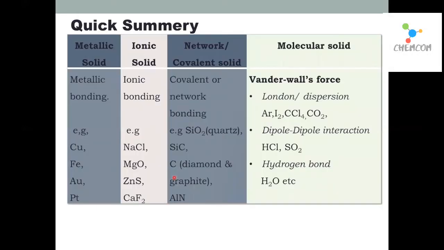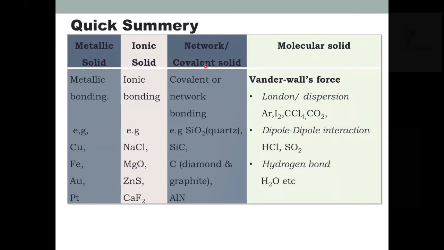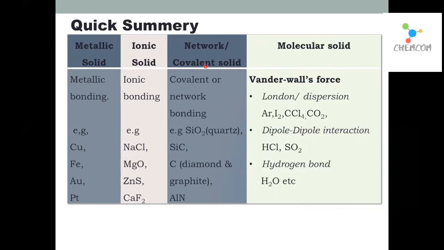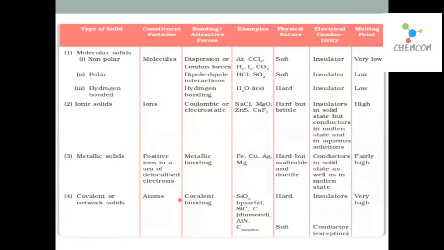So let's do a quick summary. Metallic solids have metallic bonding. Ionic solids have ionic bonding. Network solids have covalent or network bonding. Basically, you just remember the network bonding only, since covalent bonding can lead to puzzles when we discuss molecular solids. So molecular solids have London force, dipole-dipole interactions, and hydrogen bonds only. And all the compounds except silicon carbide, carbon diamond, graphite, and aluminum nitride are commonly molecular solids. So here are some differences which have already been discussed.